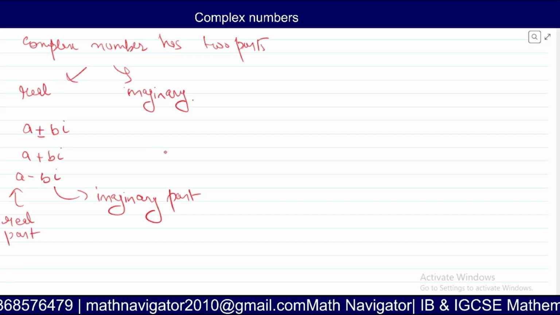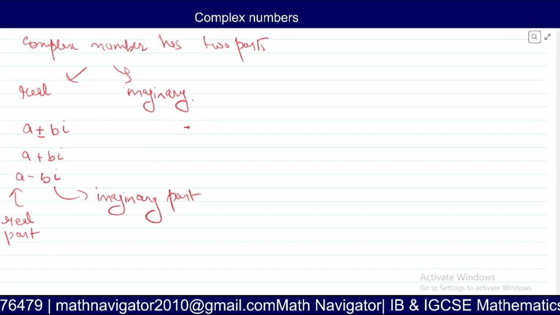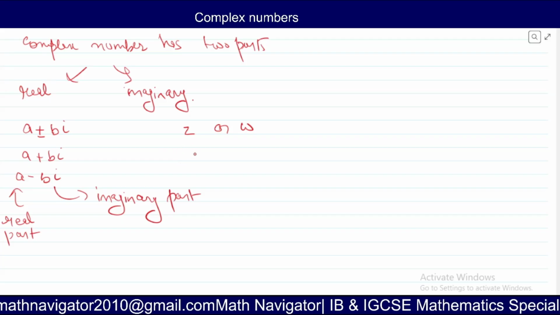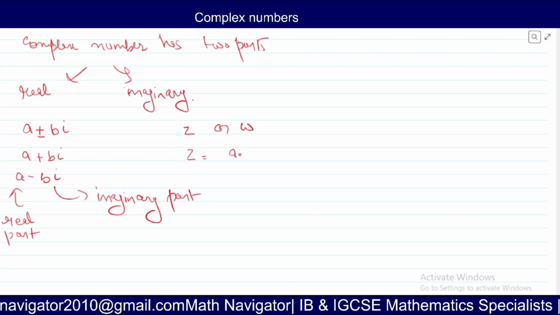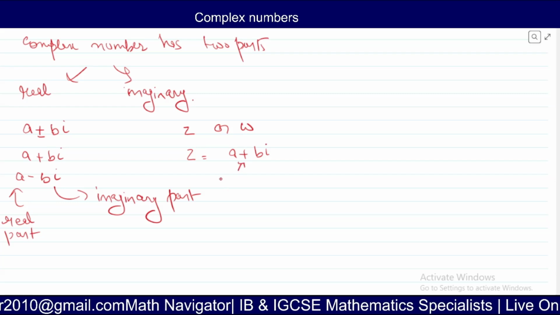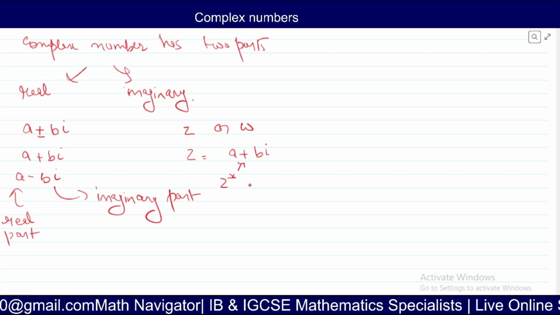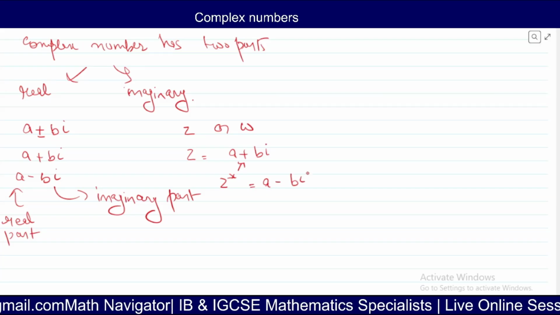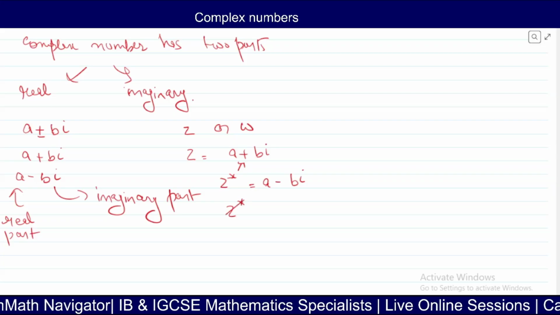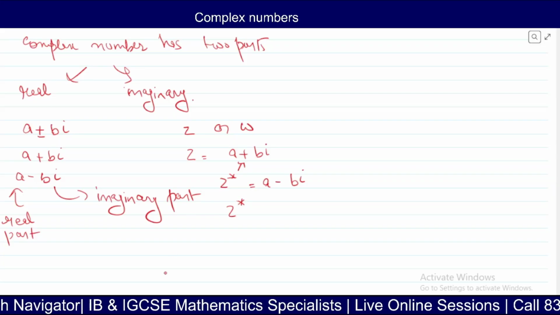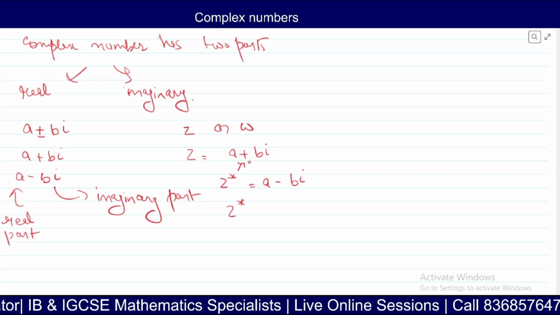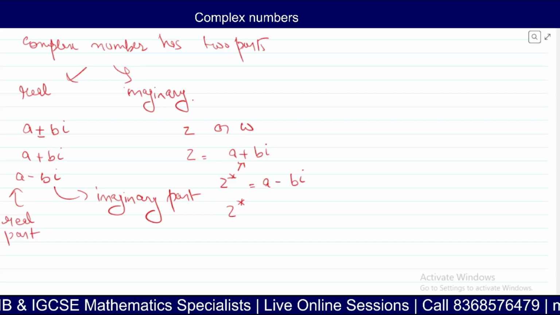Normally we represent a complex number by a letter, either z or w, although you can use anything, but normally we use these. So let's say z is my complex number a plus bi. Then if I change this sign to negative, it is called the complex conjugate. So a minus bi is represented as z star, and this is the complex conjugate of the number z, which is a plus bi. Hope this is clear, right?